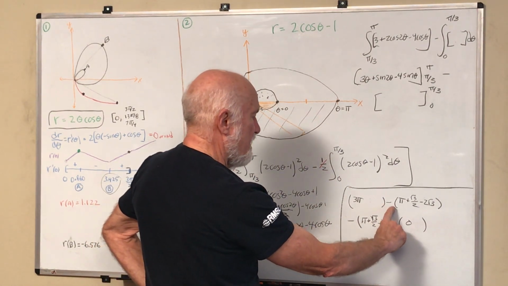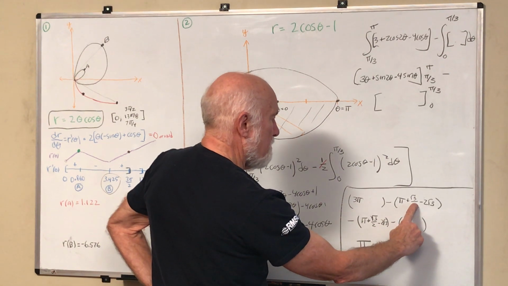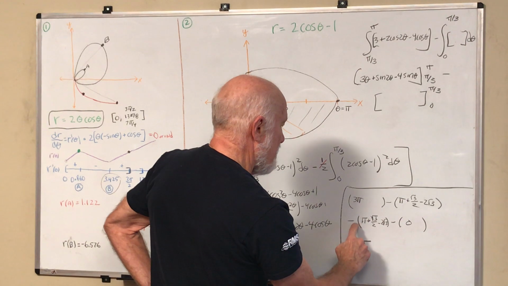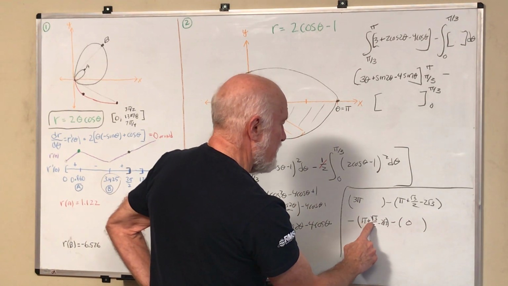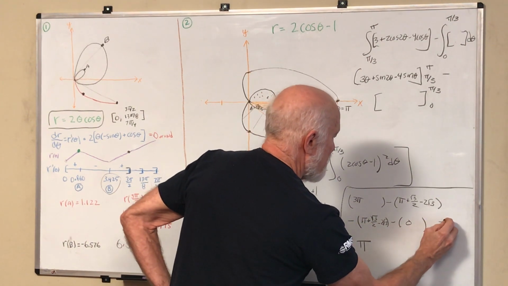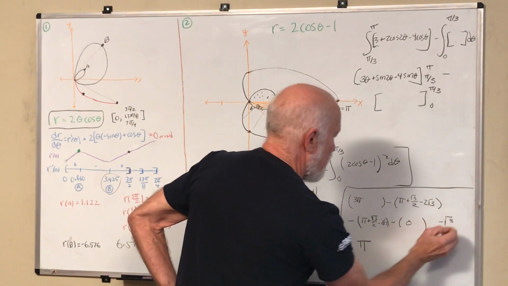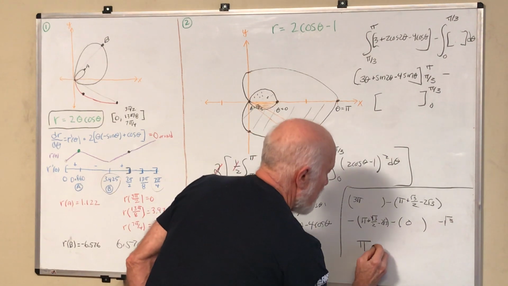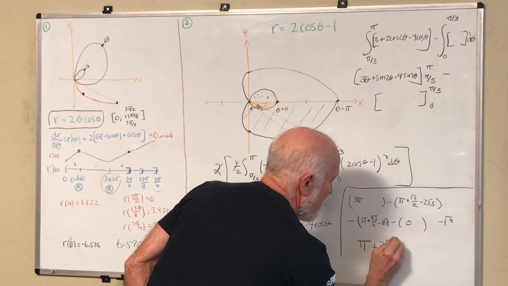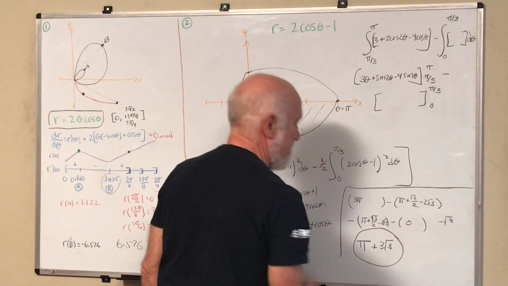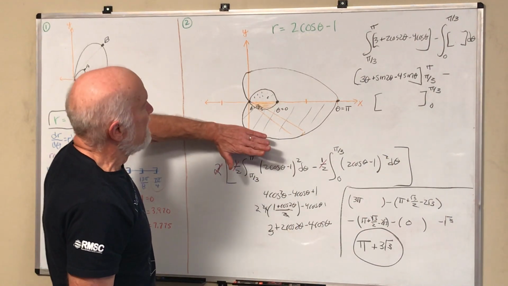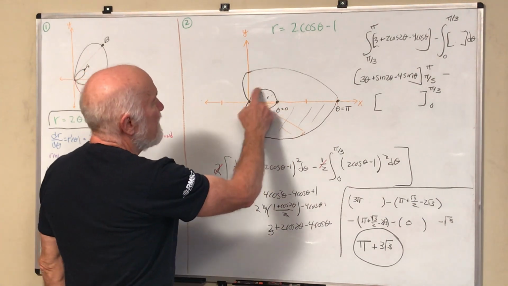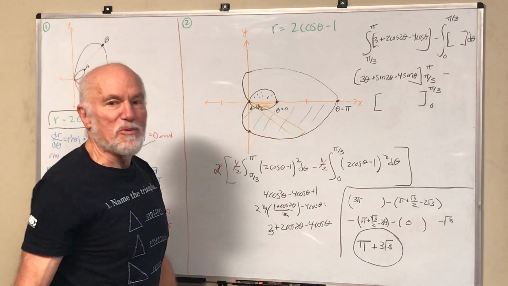So altogether, 3 pi minus pi is 2 pi minus pi is pi. And then we have minus the square root of 3 over 2, and then minus the square root of 3 over 2. So that's minus the square root of 3, and then I have plus 4 root 3. So altogether I get plus 3 root 3. So that would be the area totally outside of this little loop and inside that big loop.